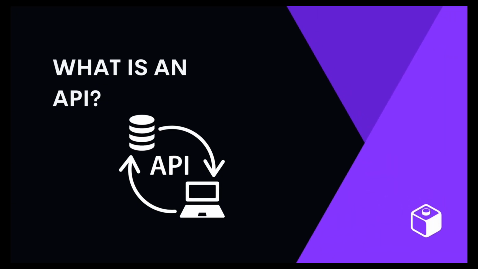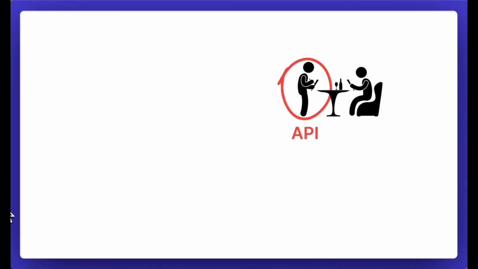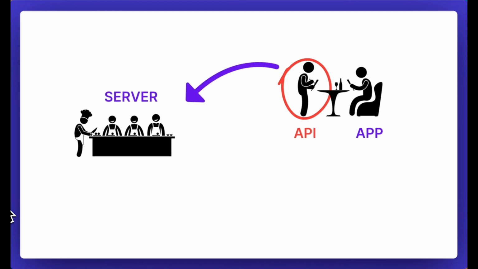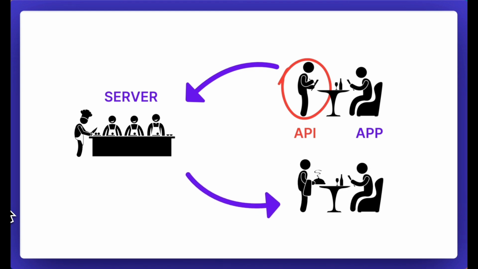So, what is an API? It stands for Application Programming Interface, and as an analogy, you can think of it like a waitress in a restaurant. The waitress takes your request, sends it to the chef in the kitchen, and then brings back your order.